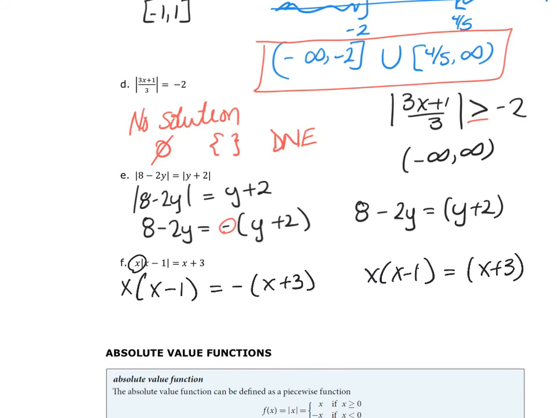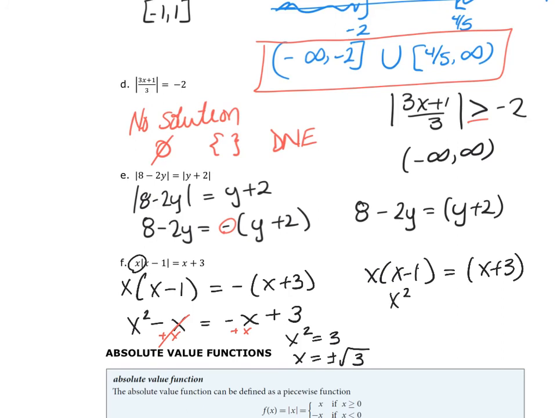So I end up with x squared minus x is equal to negative x plus 3. And then, because this is a quadratic, I'm going to bring everything to one side. So I'm going to add x to both sides, and when I do that, that goes away. So I end up with x squared is equal to 3. Now I'm going to take the square root of both sides, and so I get x is equal to positive and negative the square root of 3. So that's that one.